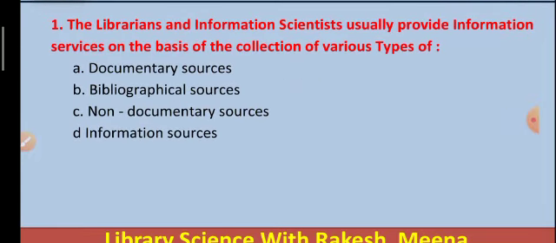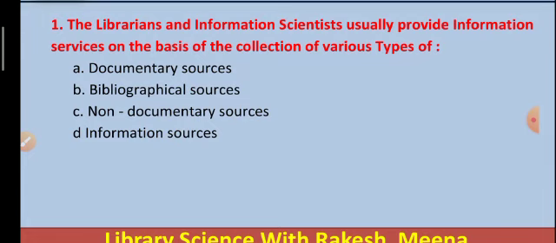The first question of the test series is: the librarians and information scientists usually provide information services on the basis of the collection of various types of sources. The options are: option A is documentary sources, option B is bibliographical sources, option C is the non-documentary sources, option D is the information sources. So guys, tick the correct answer.